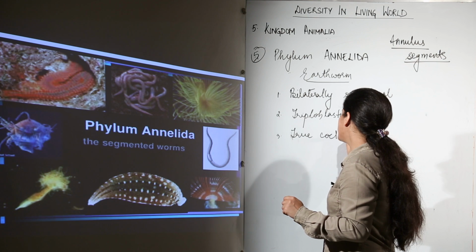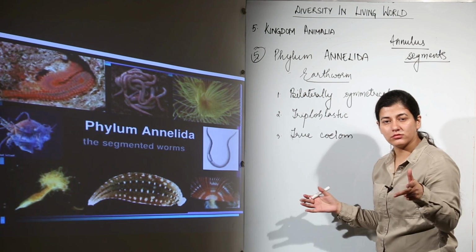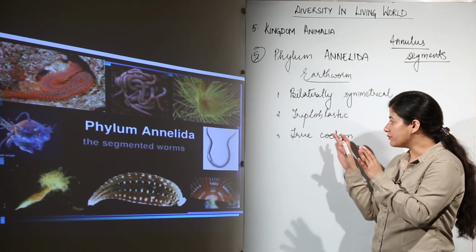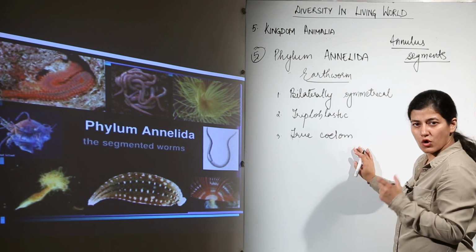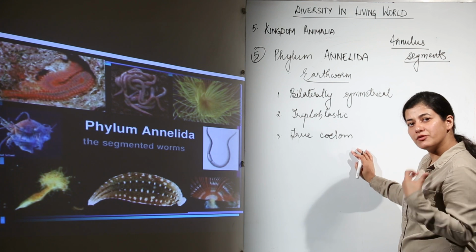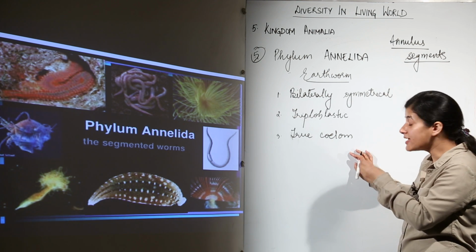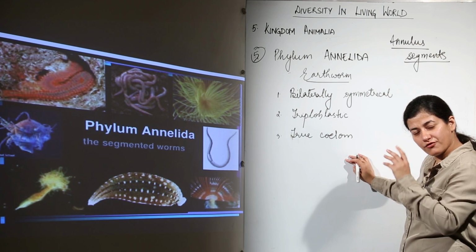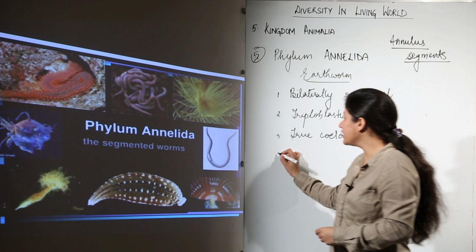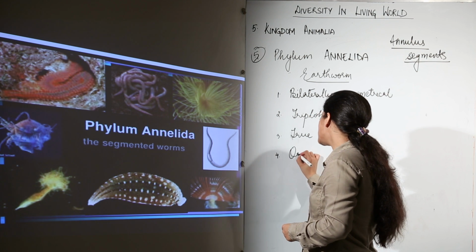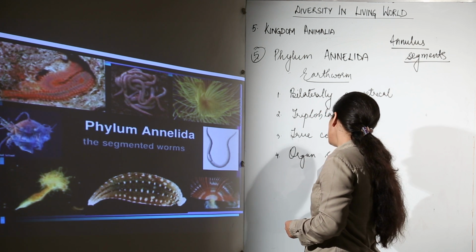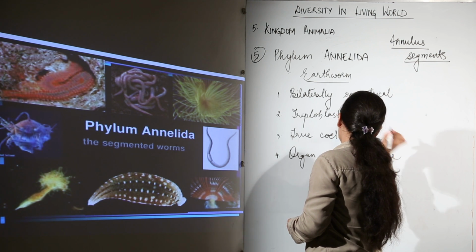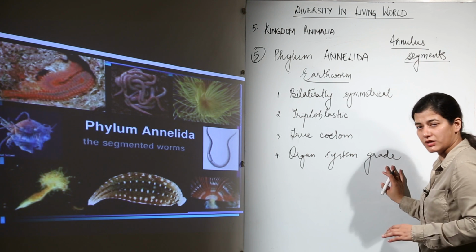Now we started from a condition of no coelom, in fact no layers, then we had a pseudocoelom, now we come to true coelom. Now this true coelom would be a body cavity which would be derived from the middle layer of the embryonic layers, and it would house the organs which are present in a specific manner for a particular function, and we are going to find organ system grade. Okay, we have the organ system grade.